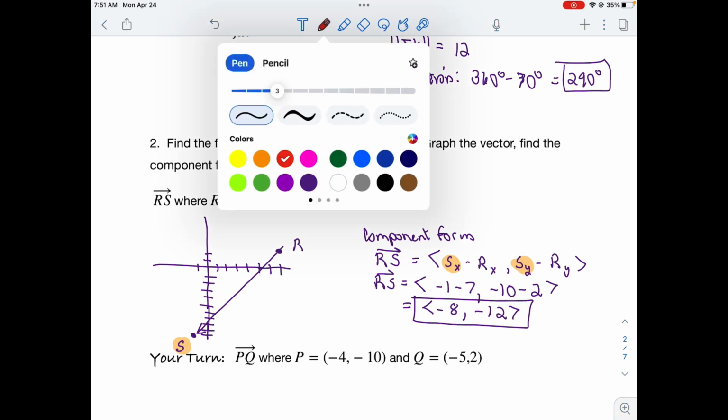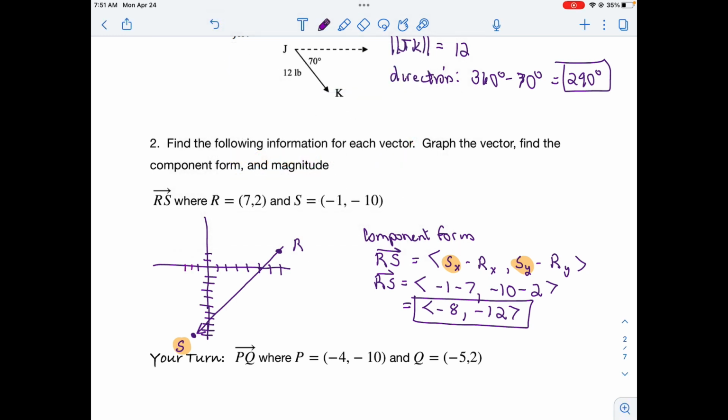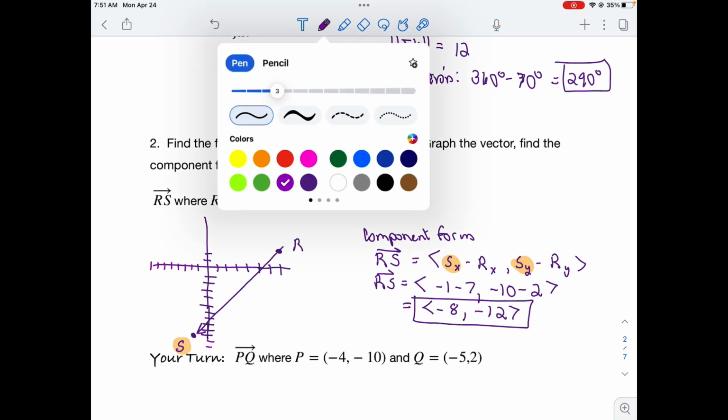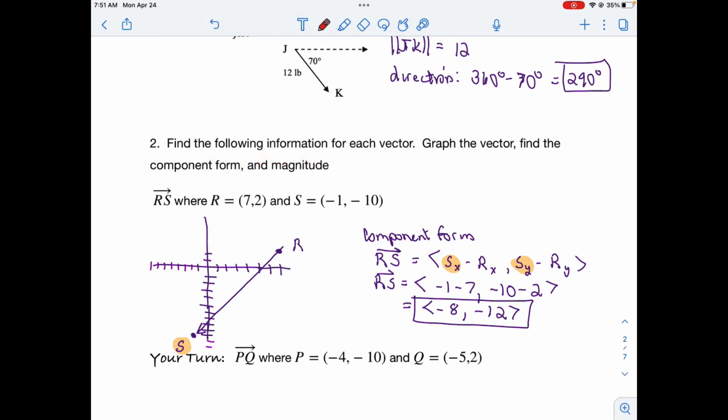Well, basically, component form is taking this vector and sliding it over so that the initial side starts at the origin, (0, 0), on the graph. So if I plot this point (-8, -12) on the graph over here, and then draw a ray from the origin to that point, notice this vector here has the same length, the same magnitude as the vector RS, and it's going in the same direction. So this has the same magnitude and direction as the given vector. It just makes it easier to work with if we can convert it into component form. And so that's what component form tells us.